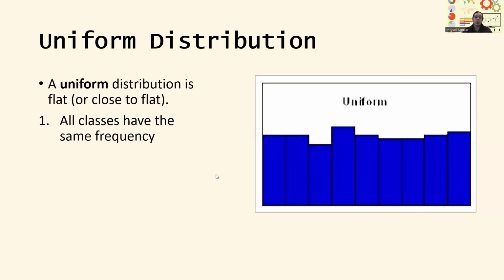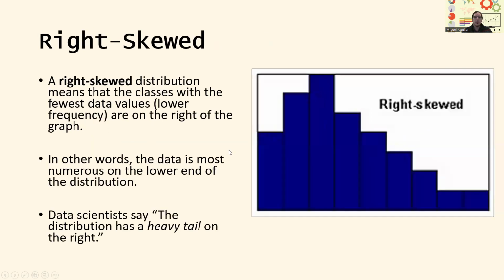The next kind of distribution that you might encounter is the right skewed distribution. Okay. Now, I kind of think that when it comes to skewed distributions, students can kind of get confused. So I want to be very clear here. The reason why it's called a right skewed distribution is because the classes with the fewest data values or lower frequencies are on the right side of the graph.